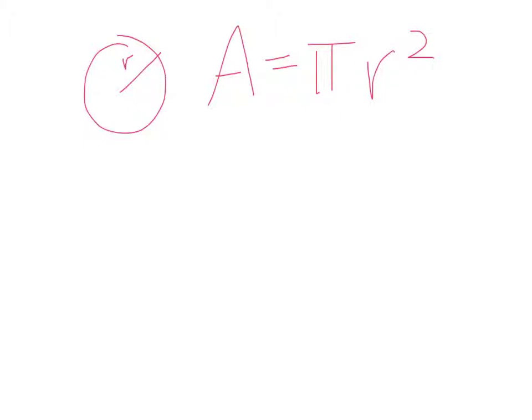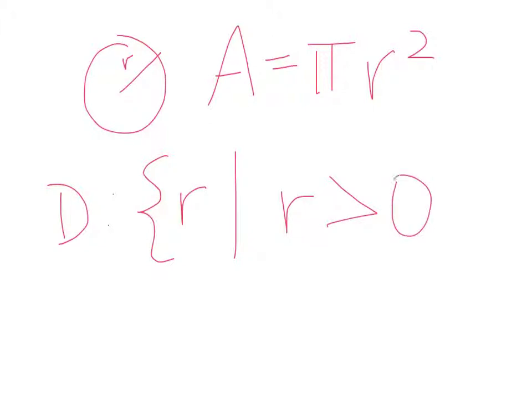Now, what would be the domain of this? If you think about it realistically, the domain would be radius such that r is greater than 0. Do you see why that is? Because technically the radius of a circle cannot be negative, nor can it be 0, because then it would no longer be a circle.